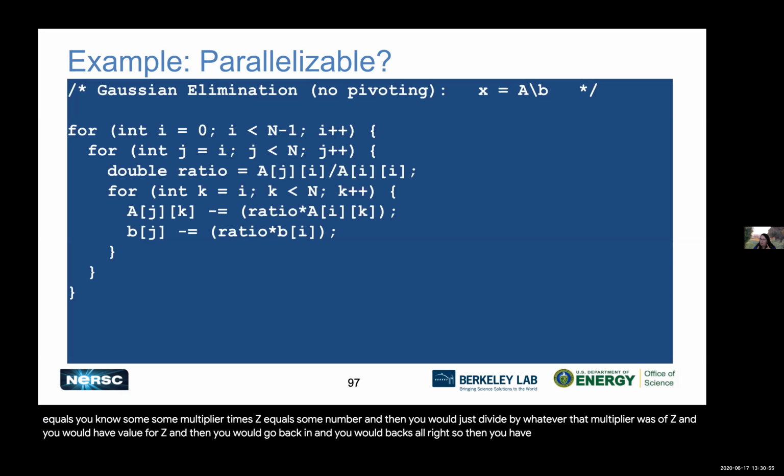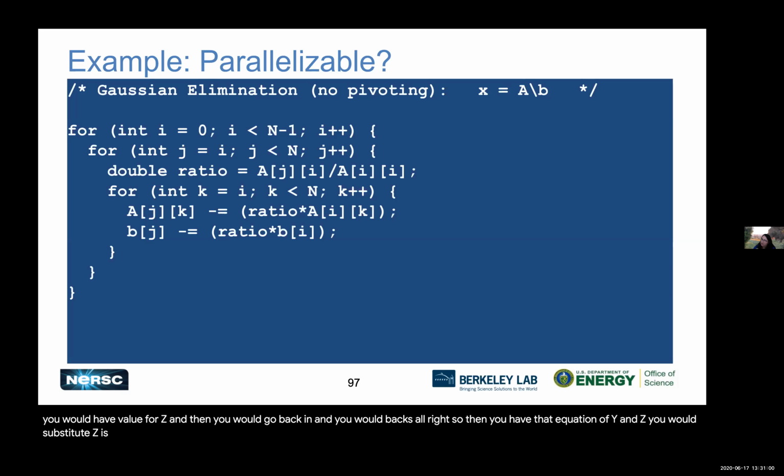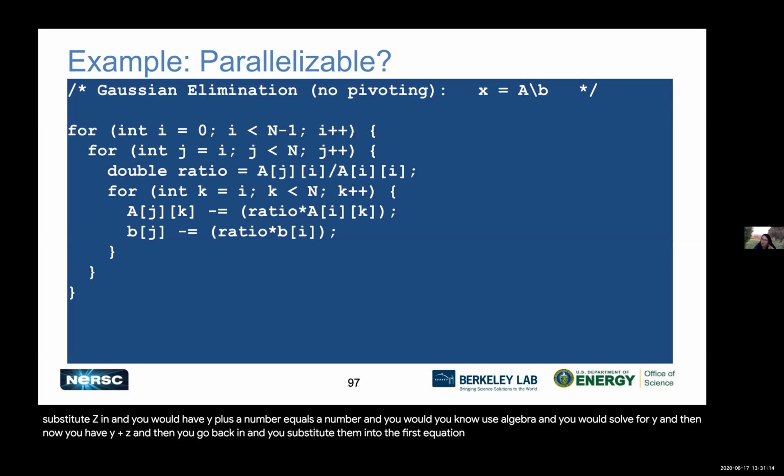So then you have that equation in y and z. You would substitute z in, and you would have y plus a number equals a number, and you would use algebra to solve for y. Now you have y and z, and you go back in and substitute them into the first equation. So you have a multiple of x plus a number plus another number equals another number, and then you would solve for x. So what you actually did when you do something like that is Gaussian elimination. You just didn't call it that.